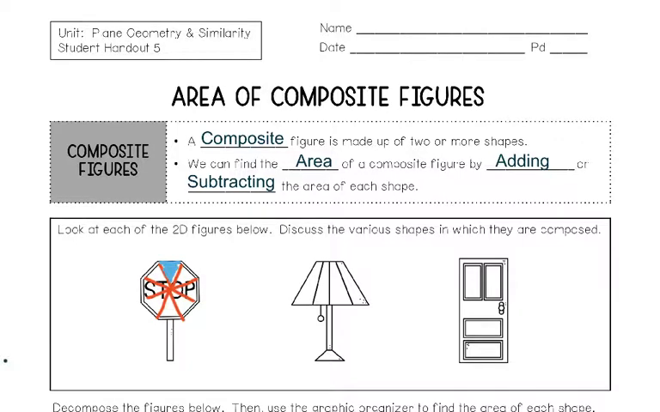So composite figures are more real world because they're not exactly perfect, easy shapes. Instead, you'll have to use what you know about other shapes like triangles and the area of triangles, and then use some problem solving and logic to figure out the area of the whole thing.